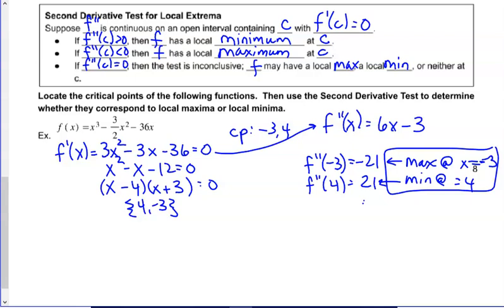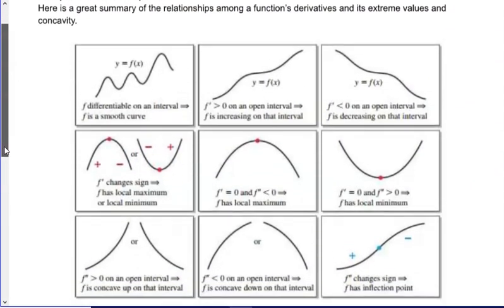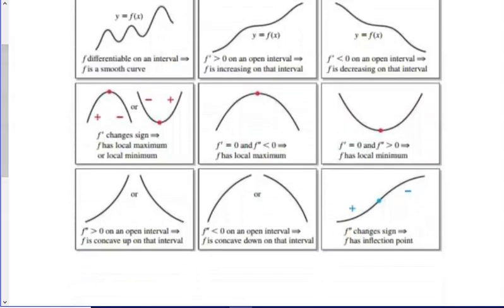Okay, now we are finished doing problems, but what I wanted to give you on the last page of your notes is a nice little conclusion or summary of what we know from different pieces out of this section, because this section is really big. If f is differentiable on an interval, then it has a smooth curve. If our first derivative is positive on an open interval, then we are increasing. If our first derivative is negative, then we are decreasing.